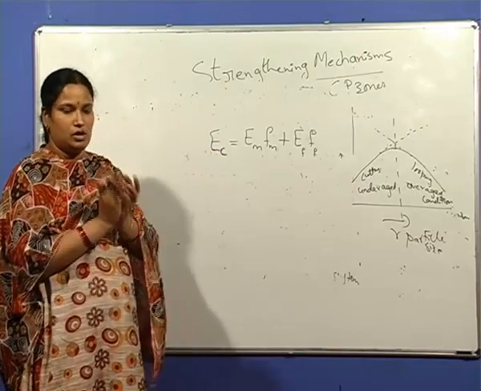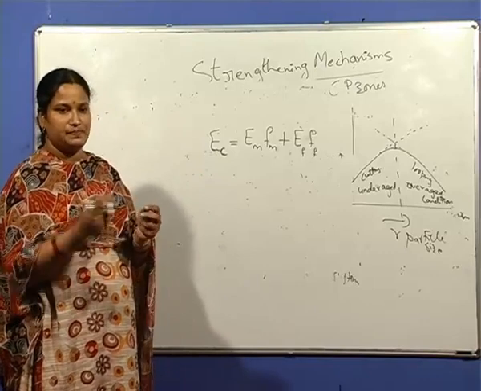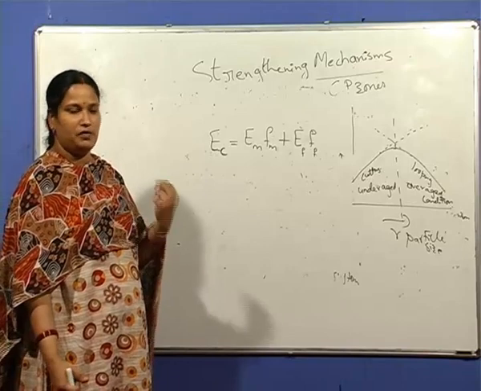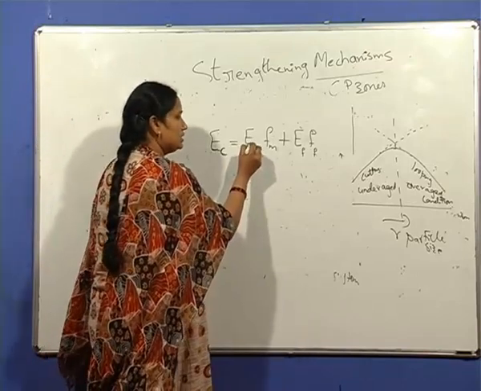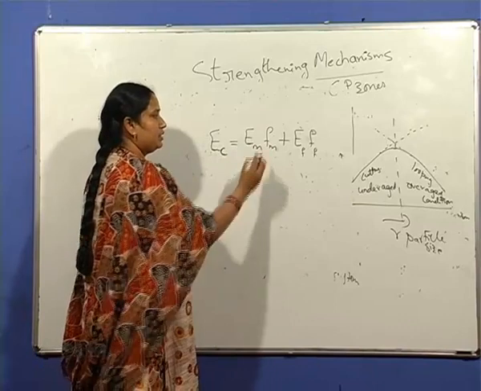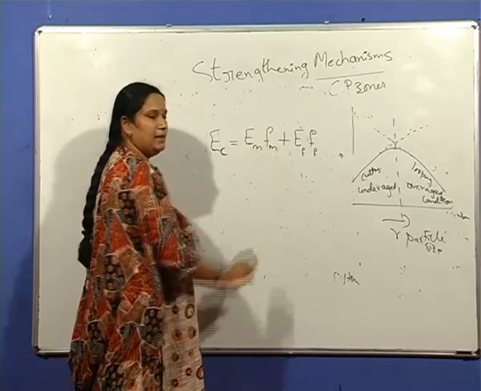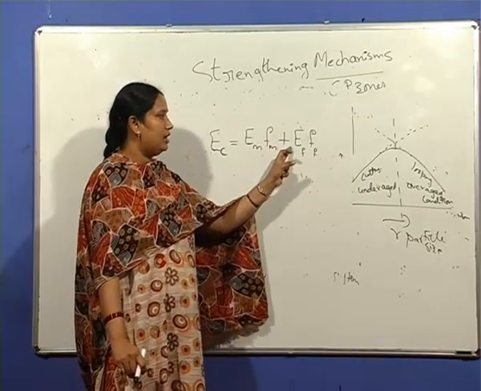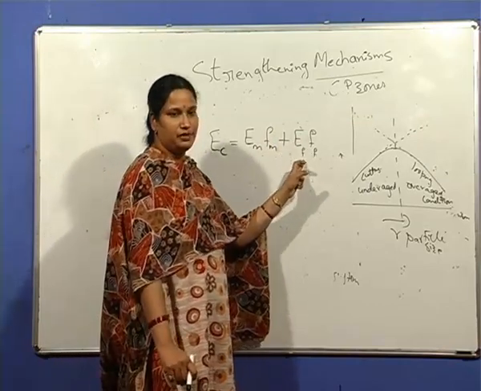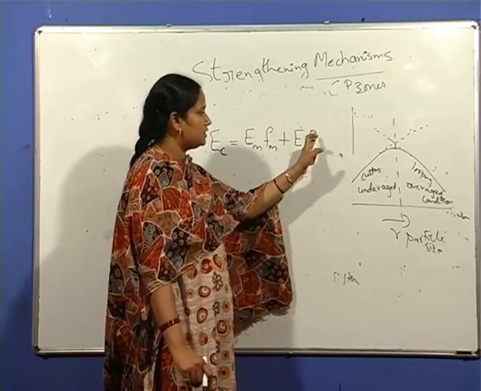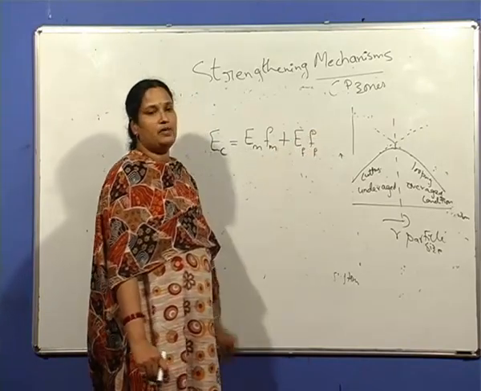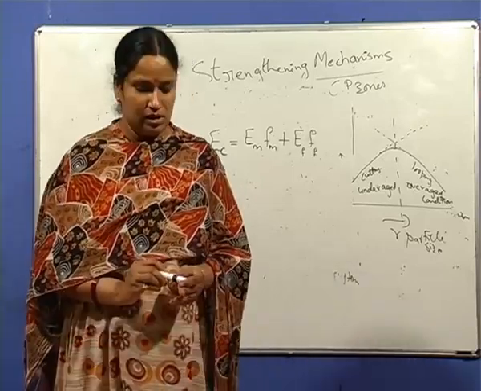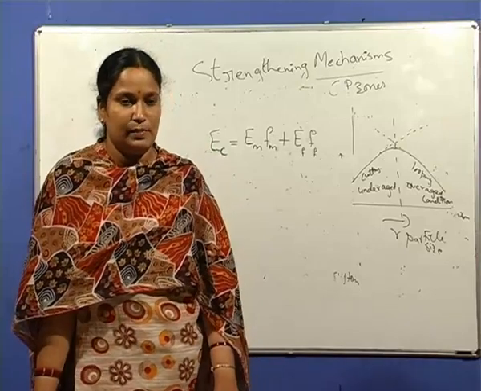So the modulus of the total composite, which has two phases, the matrix phase and the reinforcement phase, that is the fine fiber phase, is equal to E subscript M, the modulus of the matrix, times F subscript M, the volume fraction of the matrix, plus E subscript F, the modulus of the fiber, times F subscript F, the volume fraction of the fiber. So this is about fiber strengthening, and this is about the strengthening mechanisms.